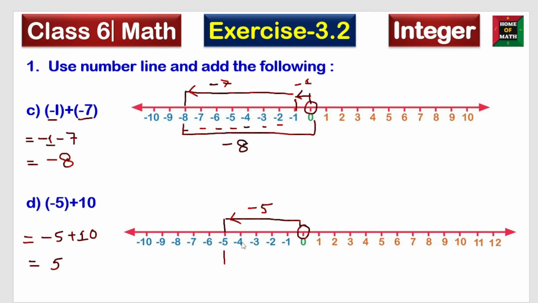So 1 2 3 4 5 6. Is it? Not. Here is 5. So 1 2 3 4 5 6 7 8 9 10. So the answer is here, plus 5. Okay, so this is plus 10 and finally the answer is here, 5. This is the answer. Okay, I hope you are clear on this one.